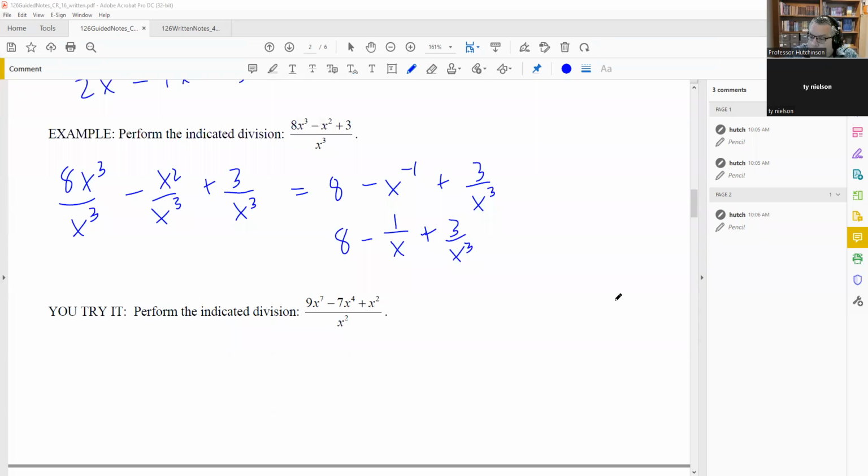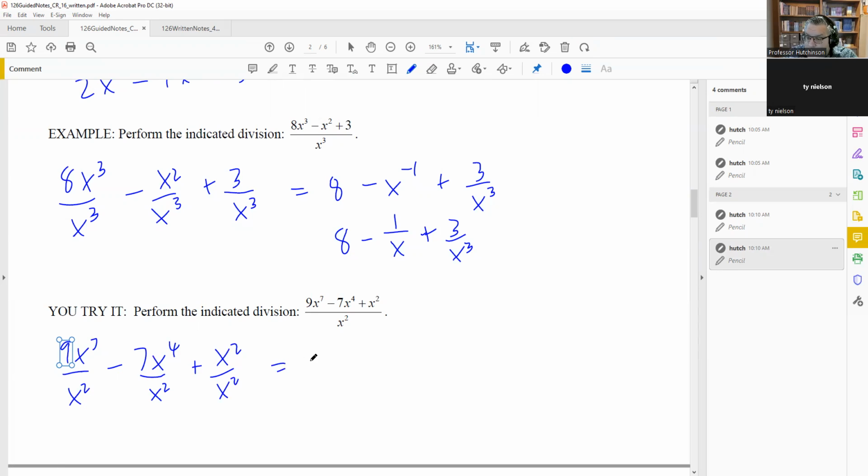So we have another problem, a you-try-it problem. So let's go ahead and we'll go through this together. 9x to the 7th over x squared, minus 7x to the 4th over x squared, and then plus x squared over x squared.